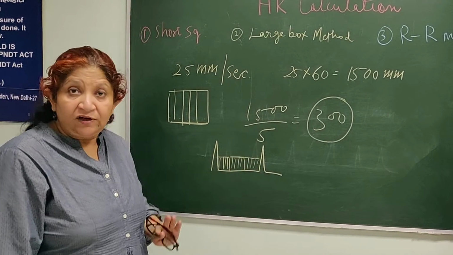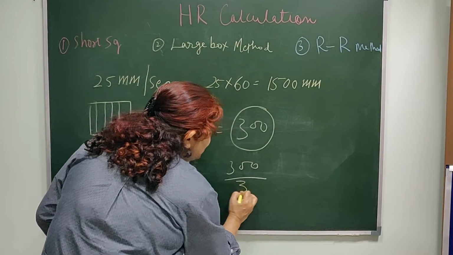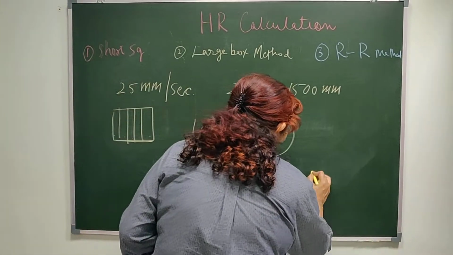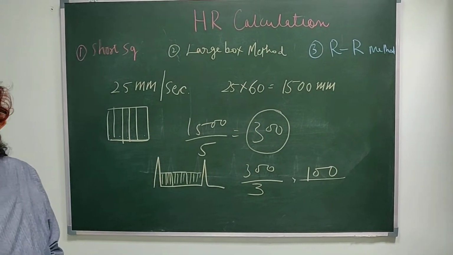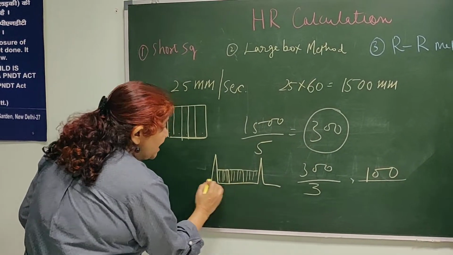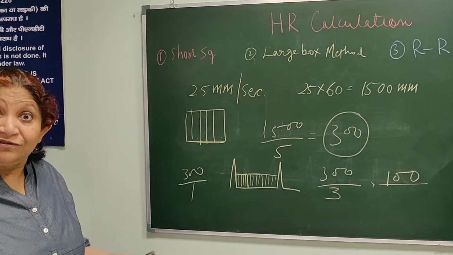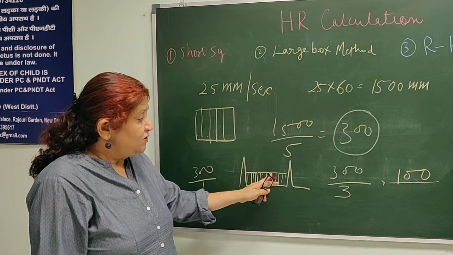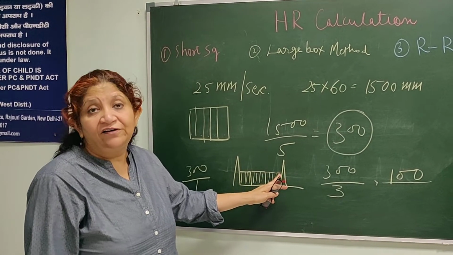1, 2, 3. 3 large boxes. So again, 300 divided by 3 large boxes, the heart rate will be 100. Clear? And if there is only one large box, 300 divided by 1, heart rate is 300. So one large box, 300. Two large boxes, 150. And then three large boxes, 100.